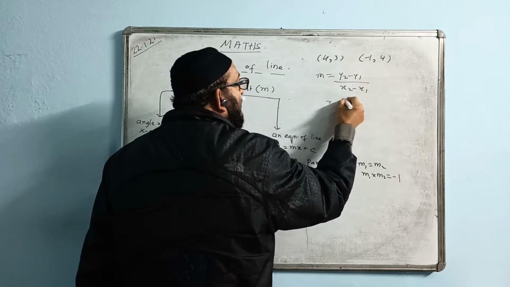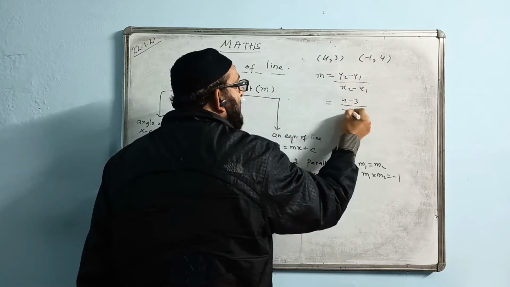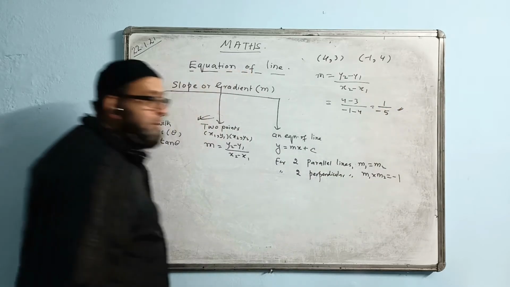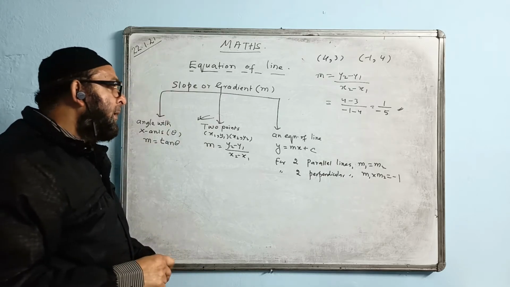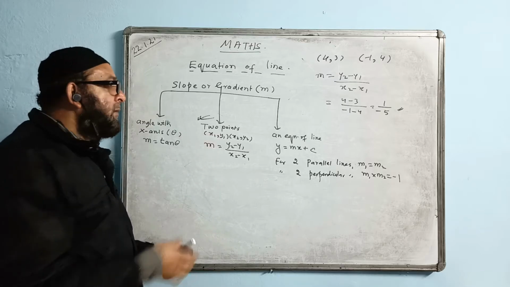This minus this, you do 4 minus 3, upon this minus this, minus 1 minus 4. 1 by minus 5 is the value of the slope. Okay? So this one was straightforward, so there were no types in it. Now the third one.